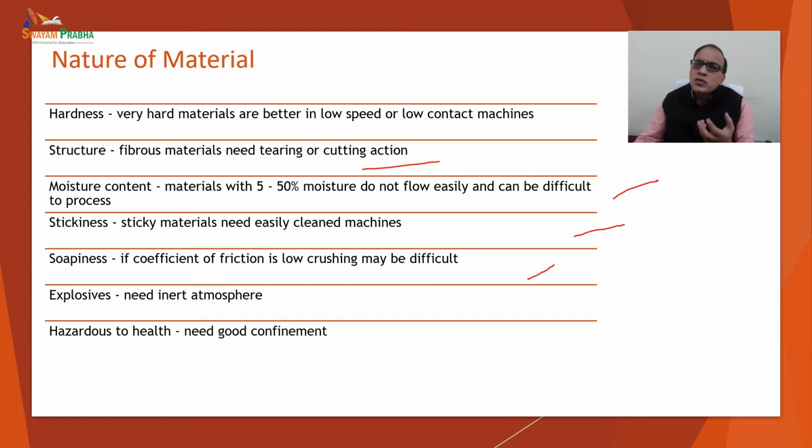When the material has soapiness, if the coefficient of friction is low, crushing may be difficult. Explosive materials need an inert atmosphere. Materials hazardous to health need good confinement. So depending on the material, we can choose the equipment with respect to hardness, structure, moisture content, stickiness, soapiness, explosiveness, and hazard to health.